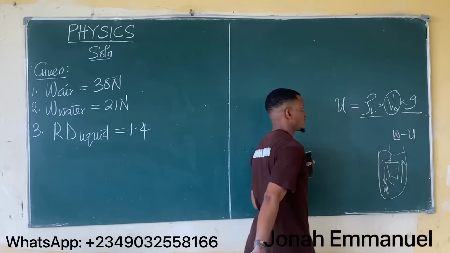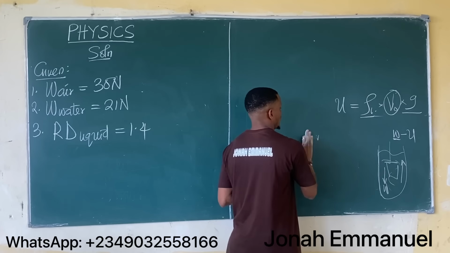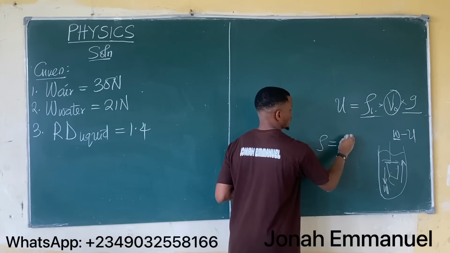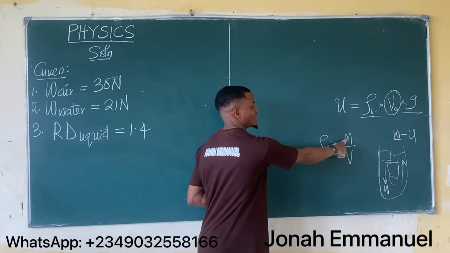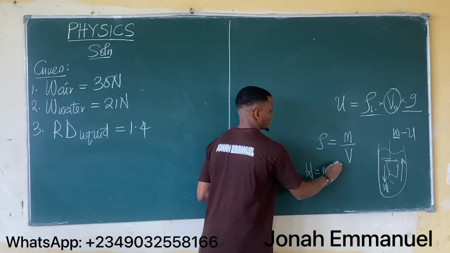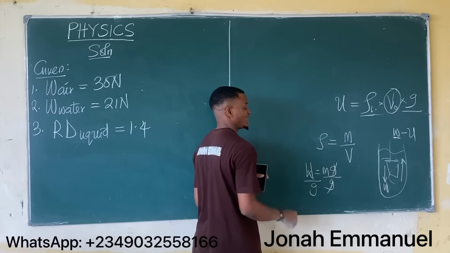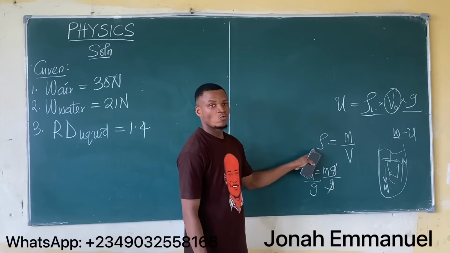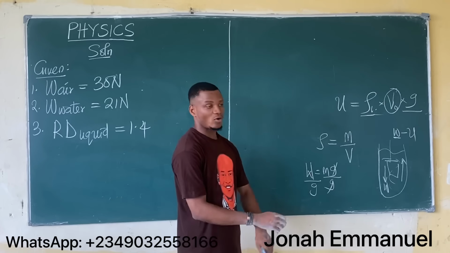What about the volume of the object? What do we know? We know that density of the object is equal to mass of the object over volume of the object. We can get the mass of the object by saying weight is equal to mass times gravity, so divided by gravity, we can get the mass. But we were not given the density of the object, so this one cannot work here.